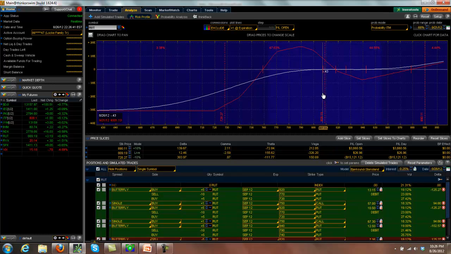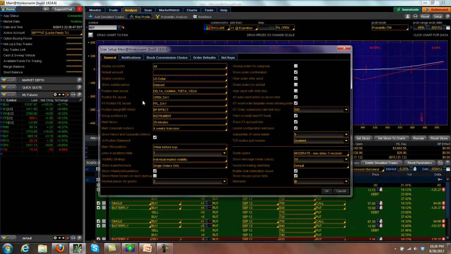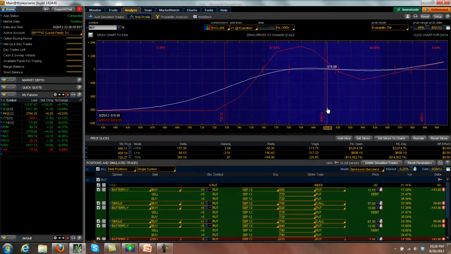My profit and loss is $26. When I come over and hit it again, applied volatility strategy, hit OK. My profit and loss is now projected to be at $608. So that is a major difference.